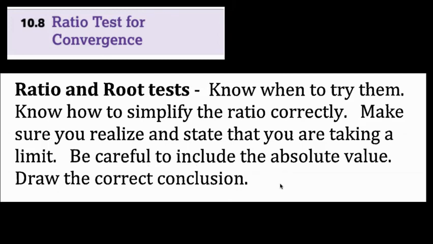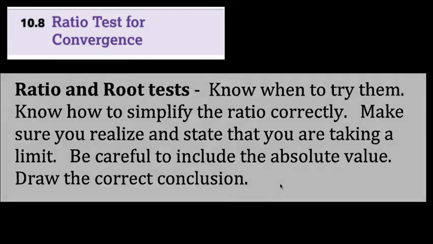Factorial is a big trigger for this. Factorial, battling it out with an exponential function, like maybe 3 times 4 to the n on the top and n minus 2 factorial on the bottom. When we have those really fast growing functions battling each other out in the numerator and denominator, that's when we go to the ratio test. So know when to try them. Make sure you know how to simplify that ratio correctly with your factorials, writing them recursively, etc. And make sure you realize and state that you are taking a limit, and also make sure you include those absolute value bars. All right, so those ones had pretty clear triggers for them.